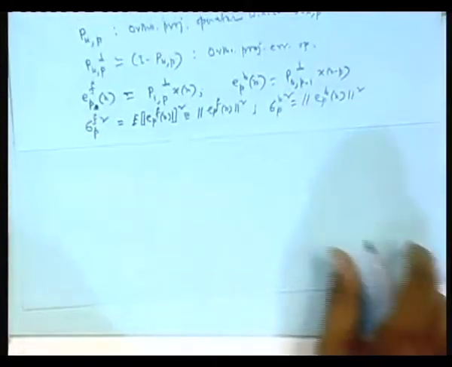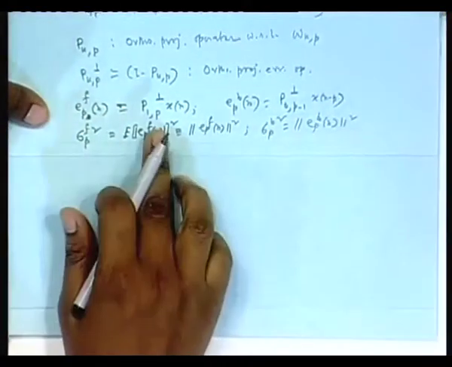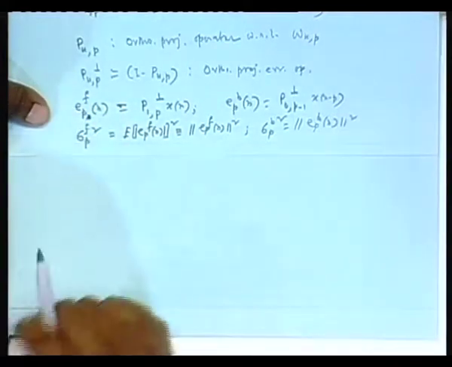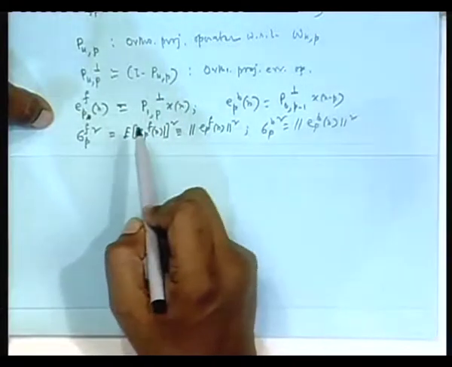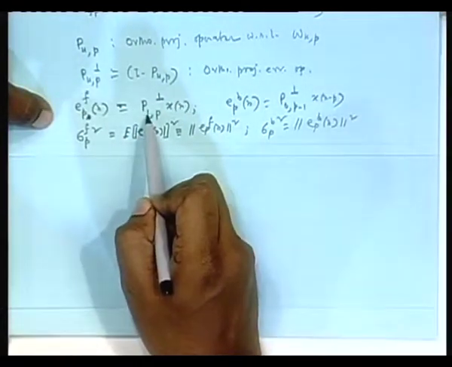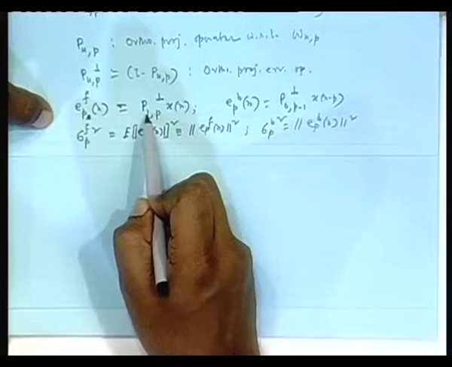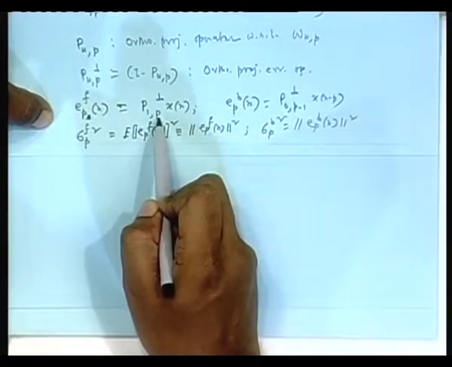How to do that? To start with forward prediction error, I have to find out E p plus 1 f n. What is the corresponding subspace then? W 1. Forward prediction means it will always start at 1, but go up to p plus 1, isn't it?